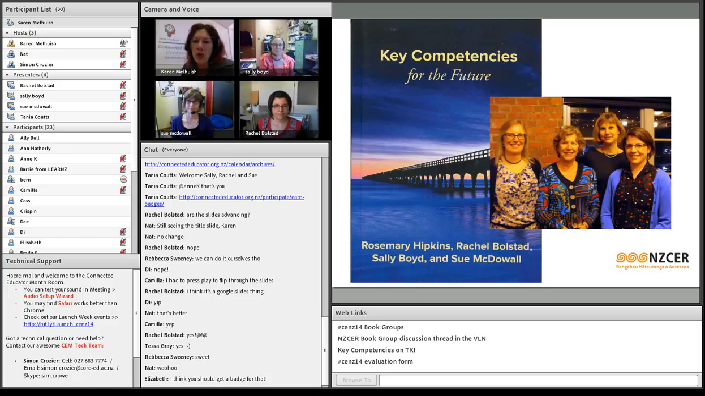And the book, Key Competencies for the Future, puts forward a set of ideas and arguments about where we might start in this rather unformed space. I'd like to congratulate Rose and Rachel, Sally and Sue for marshalling thinking and stories and ideas at a time when schools are really looking for fresh thinking around how they might reimagine the New Zealand curriculum and rethink pedagogies that really tap into what we now know about how young people learn.